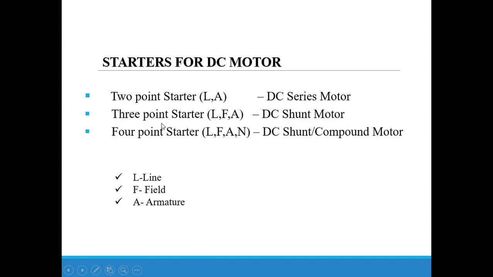3-point starter, that is L, F, A are the three terminals involved in a 3-point starter. L for line, F for field, A for armature. In a 4-point starter, L, F, A, N. These are the terminals given in a 4-point starter. 4 terminals, N stands for negative.